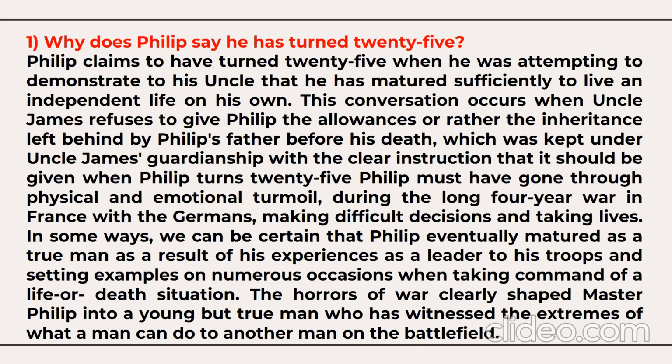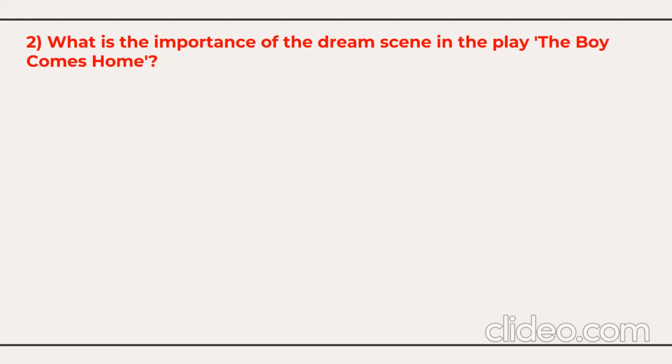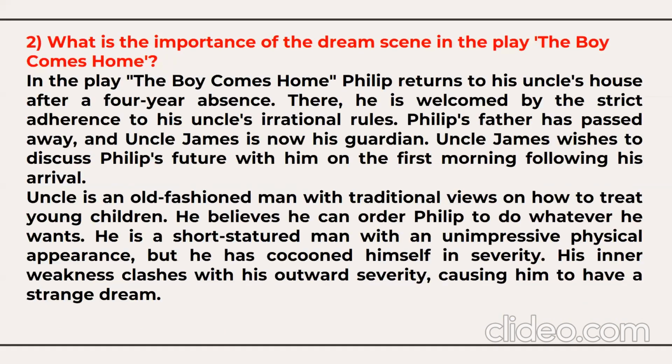He has turned 25. Next question: what is the importance of the dream scene in the play The Boy Comes Home? In the play The Boy Comes Home, Philip returns to his uncle's house after a 4 years absence. There, he is welcomed by the strict adherence to his uncle's irrational rules. Philip's father has passed away, and Uncle James is now his guardian.